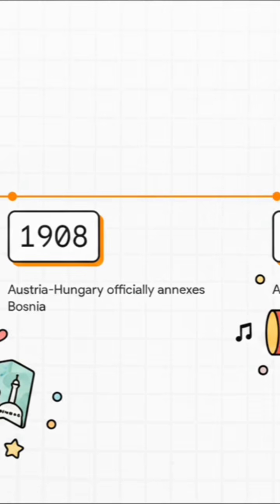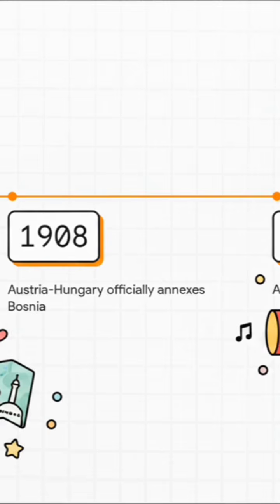And the tension was building way before that assassination ever happened. Let's look at the timeline. Back in 1878, after a war, the Austro-Hungarian Empire was given the right to just temporarily administer Bosnia. But then, in 1908, they got greedy and officially annexed it. They literally ripped it off the map to keep for themselves.